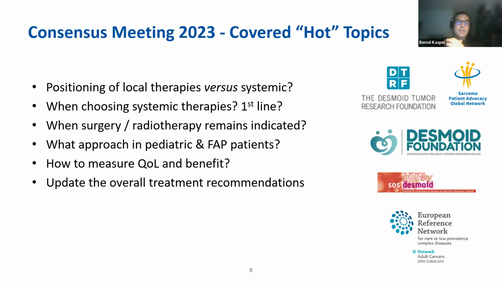And what we also did this time, in comparison to the last one in 2018, we put a much greater focus on two specific patient populations, the pediatric patients and the FAP patients. FAP patients means those desmoid tumor patients who have desmoids in conjunction with FAP, familial adenomatous polyposis. So we invited a lot more experts and also more patients covering these two patient populations. We looked at quality of life, benefit, and we updated the overall treatment recommendations.